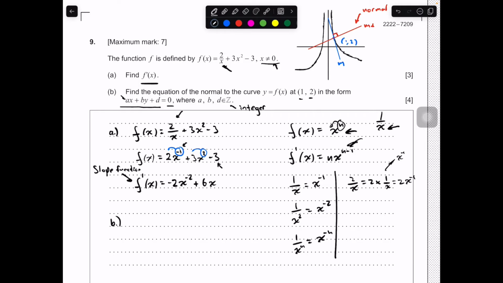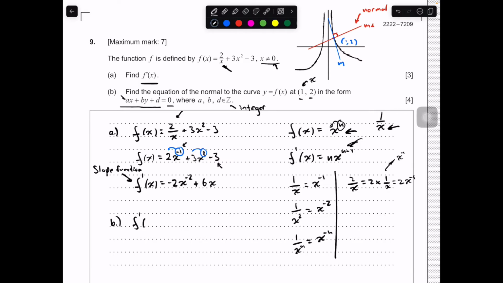So remember the gradient function, the slope function, the derivative, all of these things, they tell us the slope of a line at a given point. So that's what this f prime of x does. And if we have an x value here, if we know that x is equal to 1, we should be able to put that into our slope function and find the slope of a line at a given point. So let's go ahead and do that.